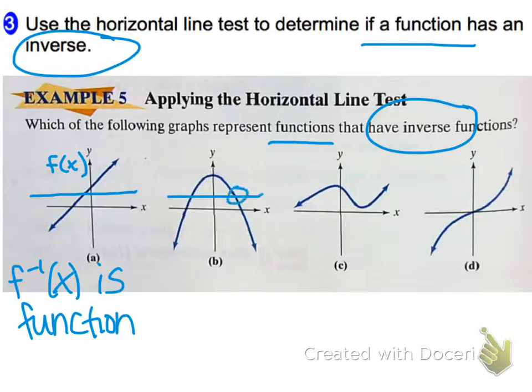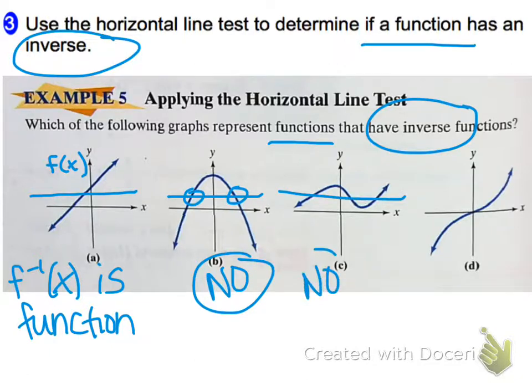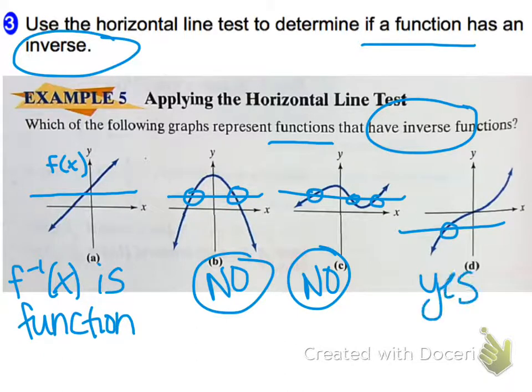The second one does not pass the horizontal line test, I'm sorry, the vertical line test, the horizontal line test. So that means that this graph's inverse is not a function. Same thing for the next one. The inverse of this is not a function. The last one passes, see this one crosses 3 times. The last one only crosses once wherever I draw it. So that means, yes, the inverse is a function.